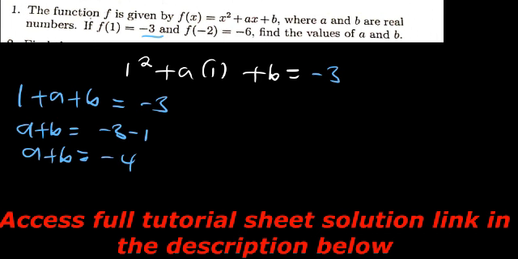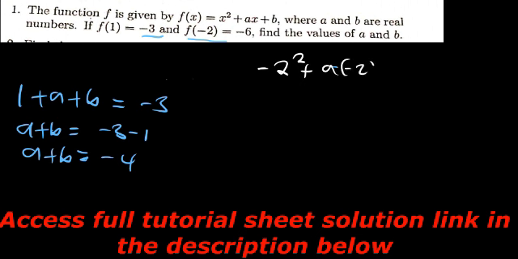Now I want to find the values of a and b. If I've got two unknown variables, I need another equation. That's why, continuing here, they're saying that if you plug in negative 2 where there's x, the answer is negative 6. I'll do the same thing as before. Where there's x, let's put negative 2. We square it, then a times negative 2, plus b, and the answer is negative 6. Negative 2 squared is 4.